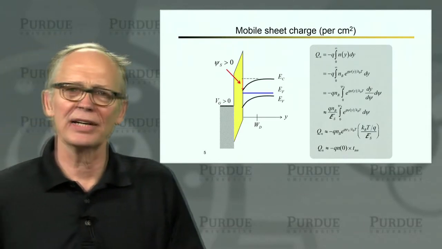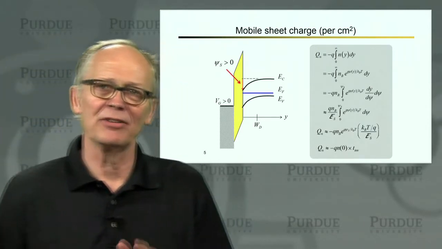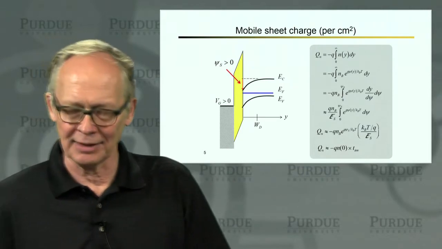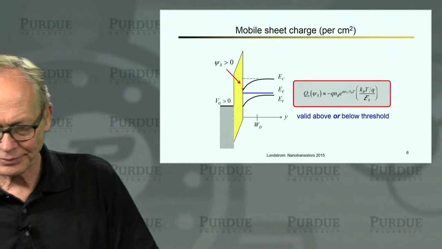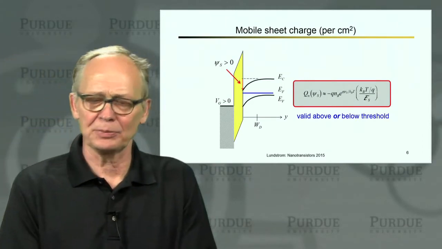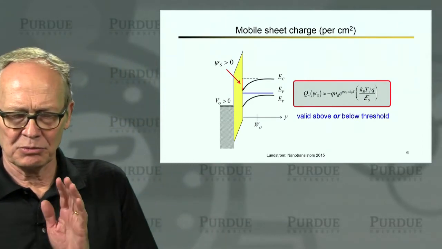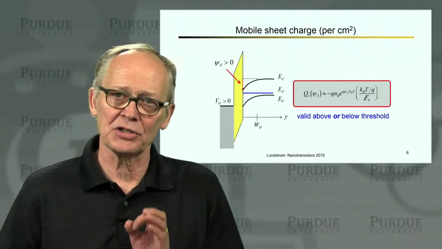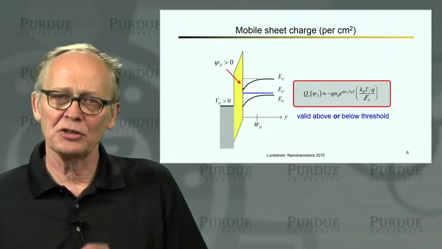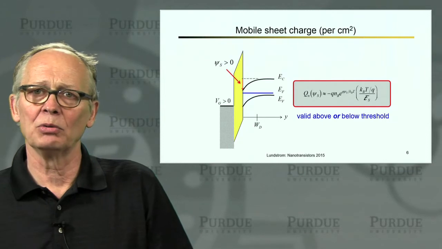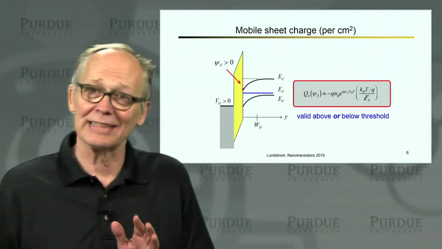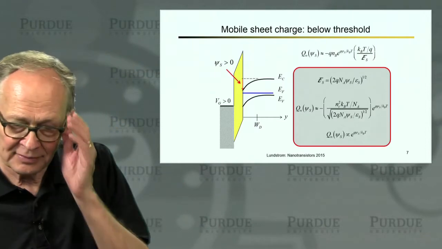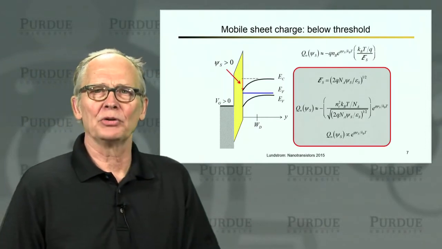Thickness of the inversion layer, although there may not be very many electrons there in that inversion layer if we're below threshold, but they're still there. Okay, so we have an expression now for the mobile charge density as a function of surface potential that is really valid above or below threshold. And it wasn't too hard to derive. And it's actually pretty accurate too. So let's look at this below threshold.